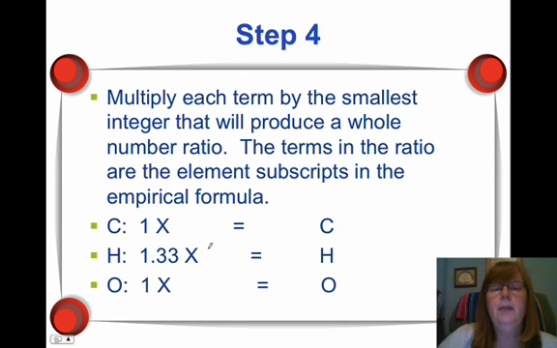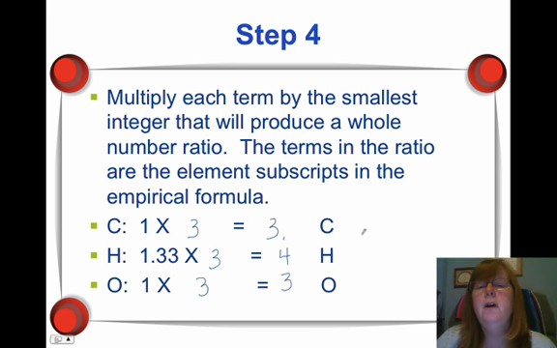All right, 1.33, if we multiplied it by 2, would give us 2.66. Still not close enough to a whole number. If we multiplied it by 3, we would then get a whole number very close to 4. Now, whatever we do with this element, hydrogen, we multiplied it by 3. We have to do the same for all the other elements. So we have 3 carbons to 4 hydrogens to 3 oxygens. So our empirical formula for vitamin C is 3 carbons to 4 hydrogens to 3 oxygens.